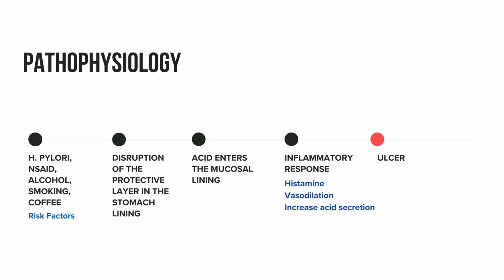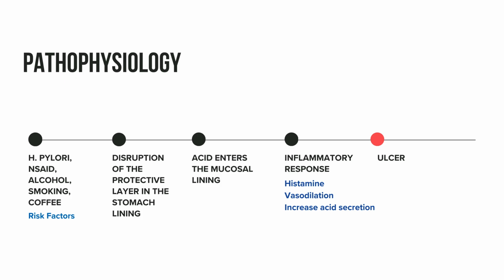The main causes and risk factors of peptic ulcer disease are H. pylori infection, which causes 80 to 90% of incidences. The H. pylori bacteria produces urease, which activates the inflammatory response that leads to the release of more gastric acid in the stomach. Other risk factors include NSAIDs, alcohol, smoking, and coffee, all of which promote gastric irritation and the release of gastric acid in the stomach.